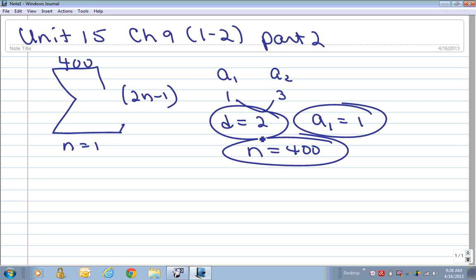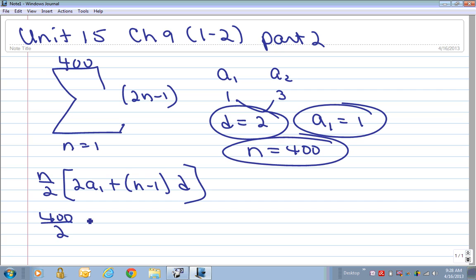So we have all our information, and we will substitute into our formula: n over 2 bracket 2 a sub 1 plus n minus 1 times the difference. Okay, that's the little formula that we need to know, and we're just going to plug in now. So we're going to do 400 over 2 times 2 times a sub 1, which is 1, plus 400 minus 1 times the difference of 2.